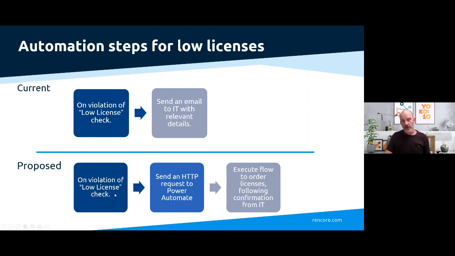So what we'll do is, with the same check, when licenses run low, we're going to send an HTTP request to Power Automate. Now that's going to trigger a flow which will contact IT. It will let them know which licenses are low. It will ask them if they would like to reorder, and if they do want to reorder, how many additional licenses they want. It will then go off and place that order with their license provider for the additional licenses. So it just adds that little bit more automation to what we've already created.